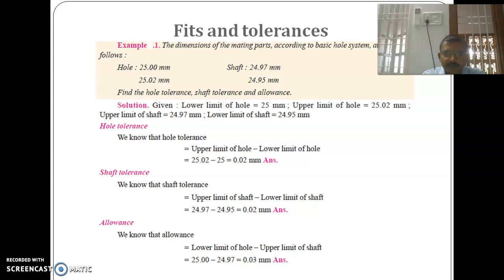And allowance, that is the minimum clearance, is equal to the minimum size of the hole minus the maximum size of the shaft: 25.00 minus 24.97. So the minimum clearance is equal to 0.03 mm. Maximum clearance is 25.02 minus 24.97, which is equal to 0.07 mm.